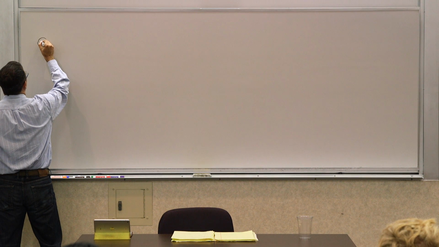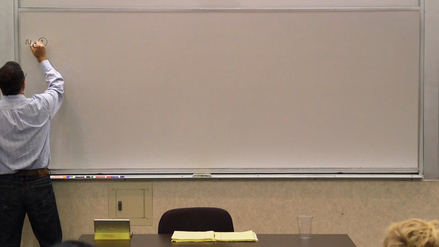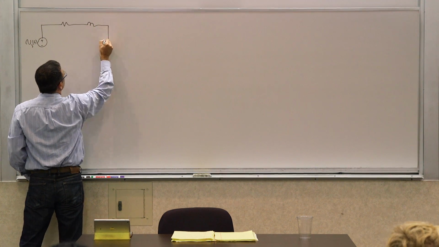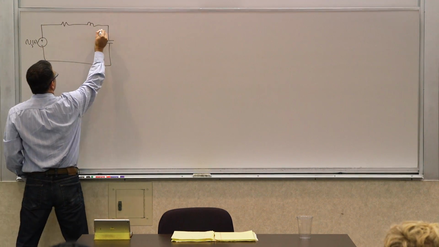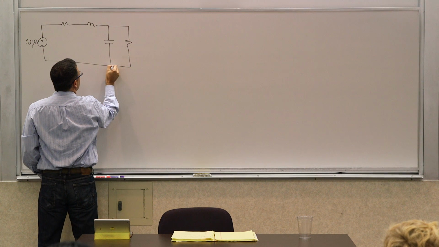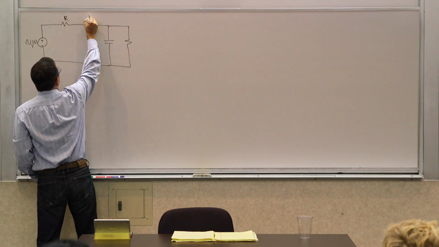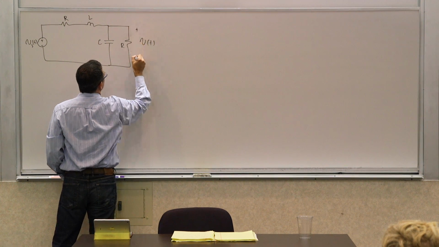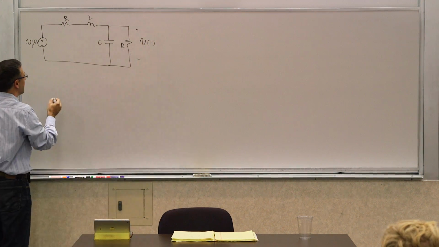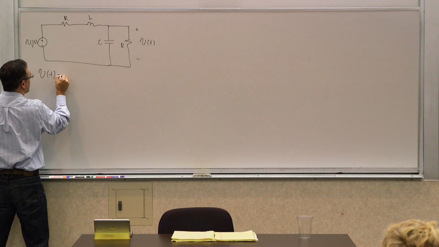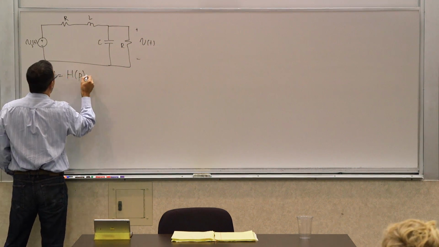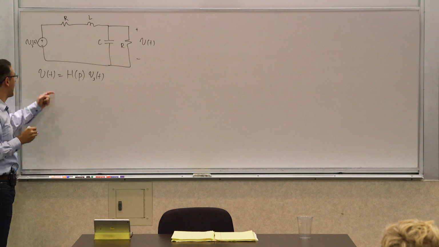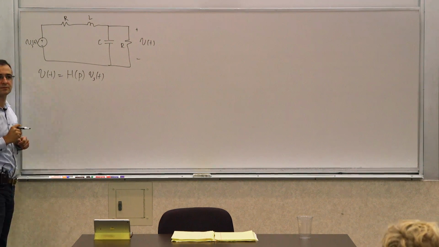And we did one example last time which looked like this. You had a resistor, inductor, capacitor, resistor, and we are interested in this voltage as the V out. What we are really interested in is writing V of t in terms of some operator operating on Vs of t, producing that output voltage.